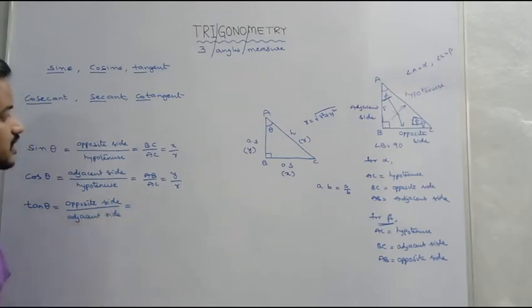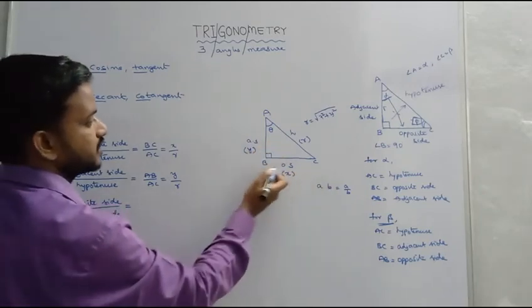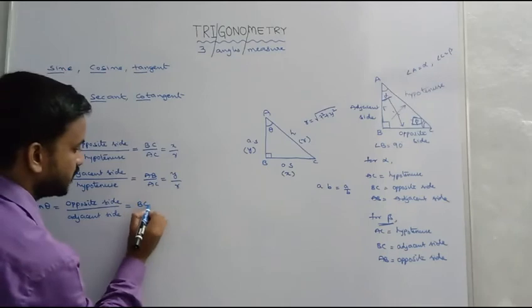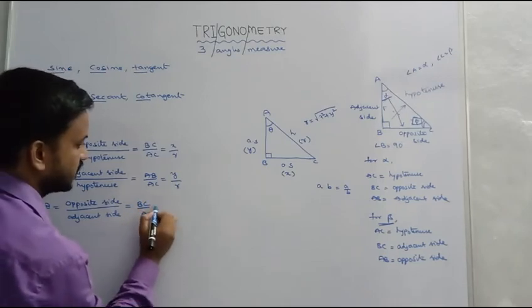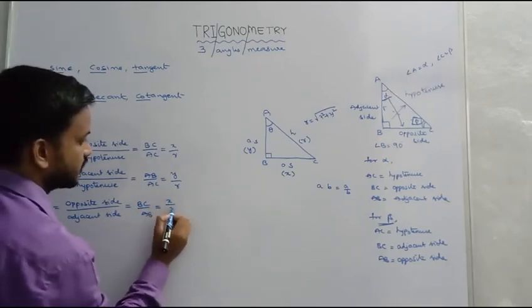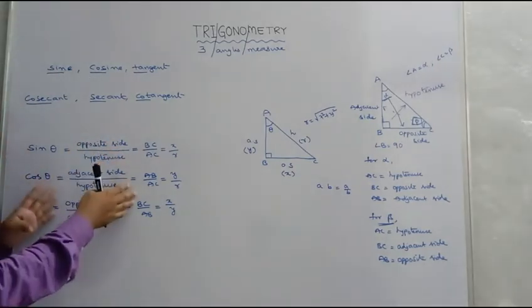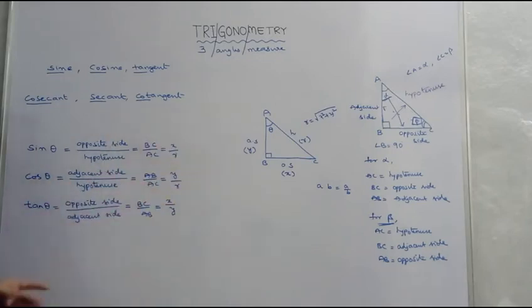So this is nothing but, in this triangle which side is opposite? BC, and here it is AB. BC by AB is nothing but x by y. So these are the three basic trigonometric ratios, and easily we can write the reciprocals.